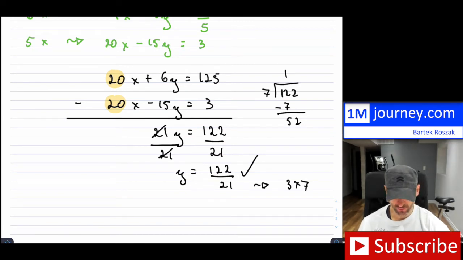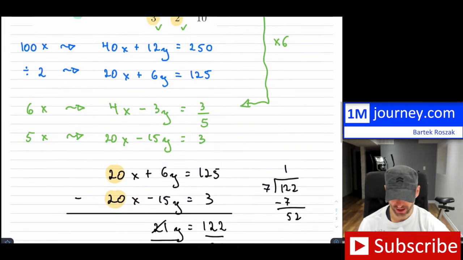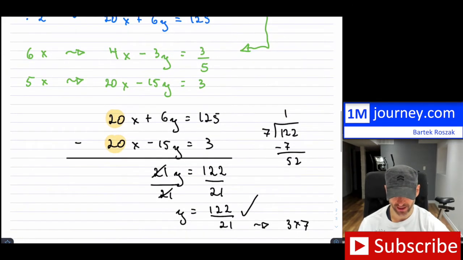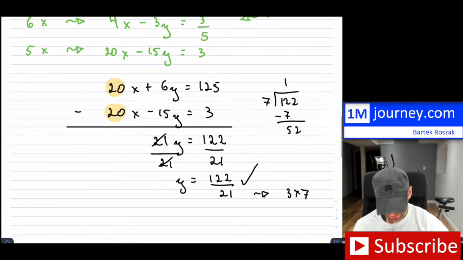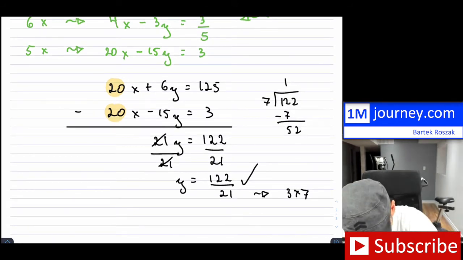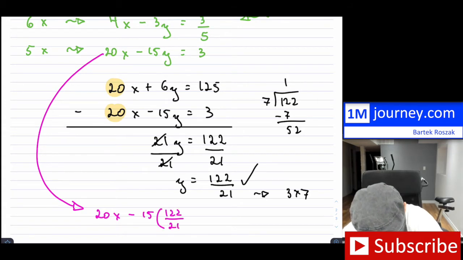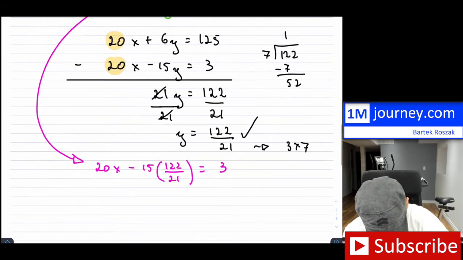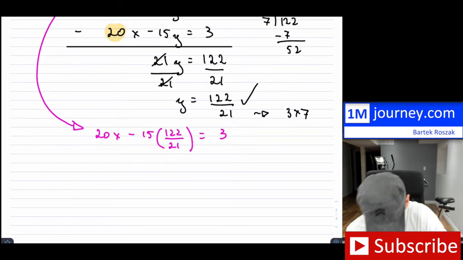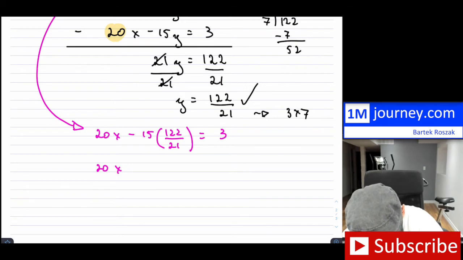So now that we have y, I can take this y and substitute it in for x. Now I can substitute it into any equation I like. All right, so it doesn't matter which one I substitute into. So let's substitute into this one. All right, so I'm going to get 20x minus 15 times 122 over 21. We're going to get a lot of ugly stuff here, but so be it. All right, so this is what I have. Let me simplify this a little bit.